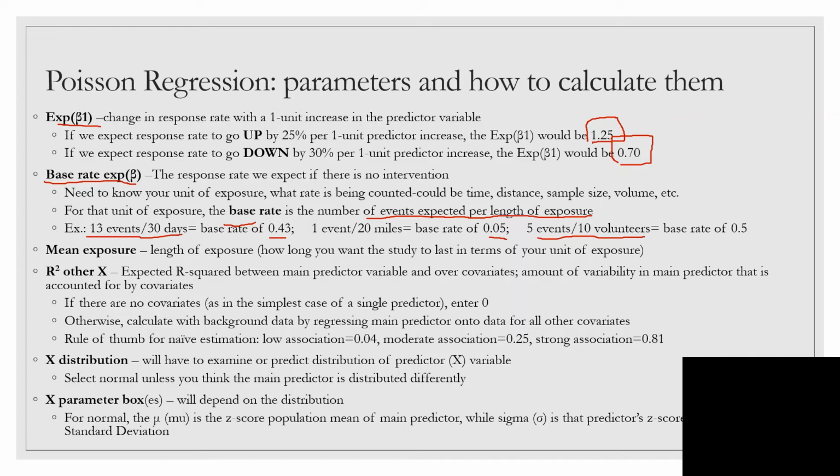And then there's the mean exposure, which is the length of exposure of whatever the study is going to last, in terms of units of exposure. So you have to know the unit of exposure as well. Once again, the r squared other x, the x distribution, and the x parameter boxes are estimated the same way as in logistic.